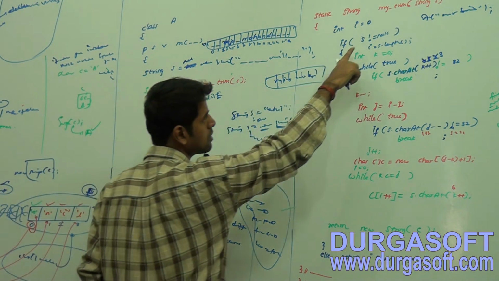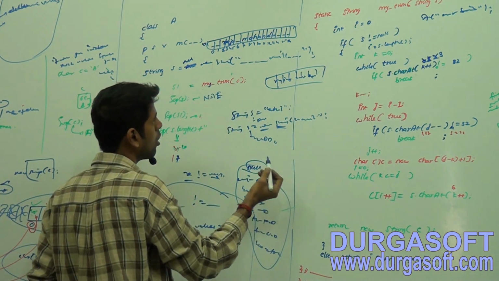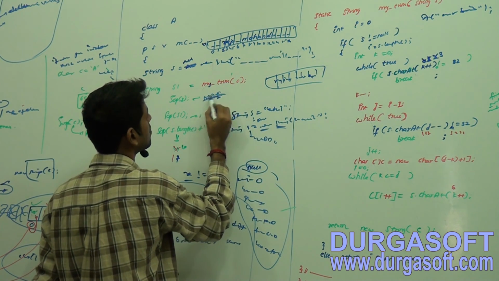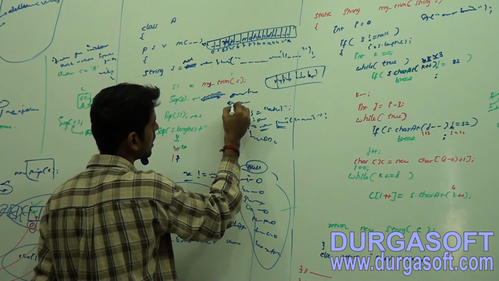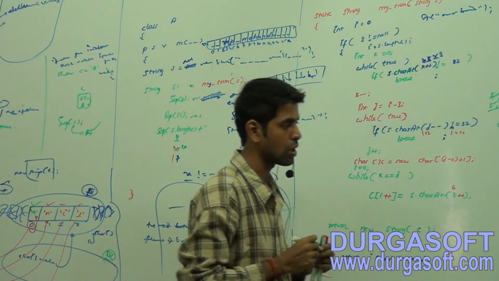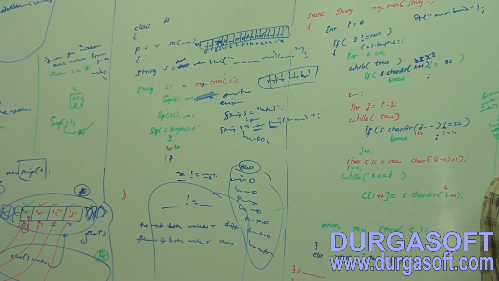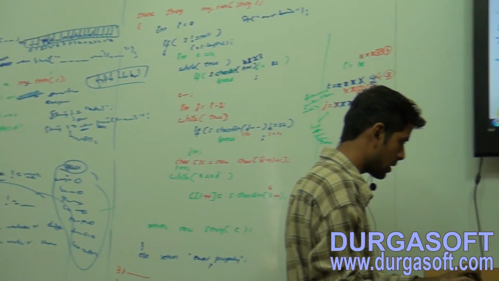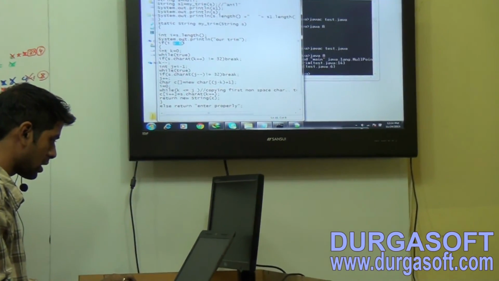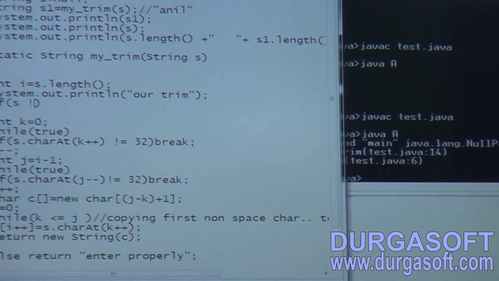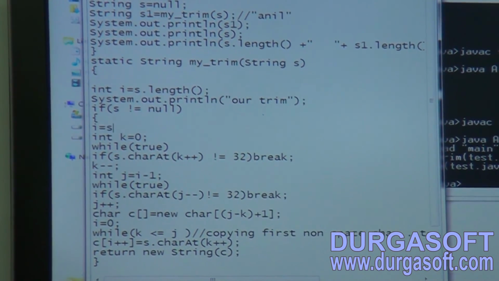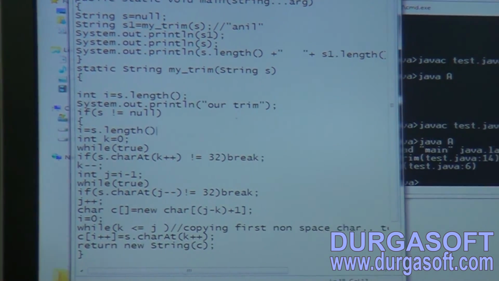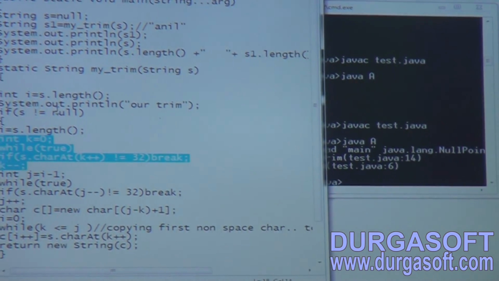I have written this code. So what will be the output? Our trim, observe here, our trim enter properly, that will be the output. Now observe here. What is that? I have taken this one. If s is not equals to null, what am I doing here? I equals to s dot length, friends. Okay, now observe all of these points.